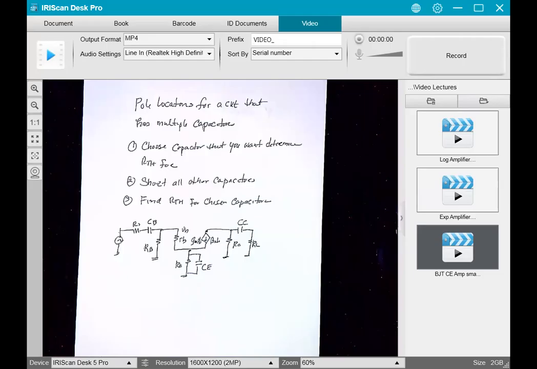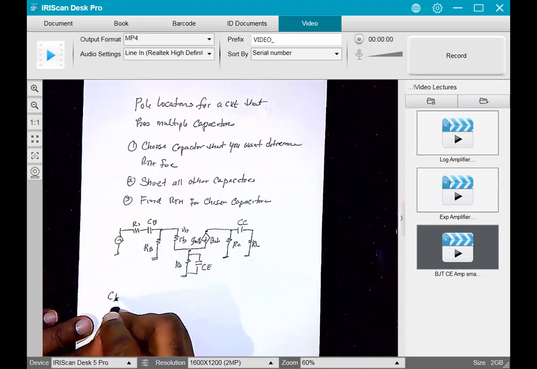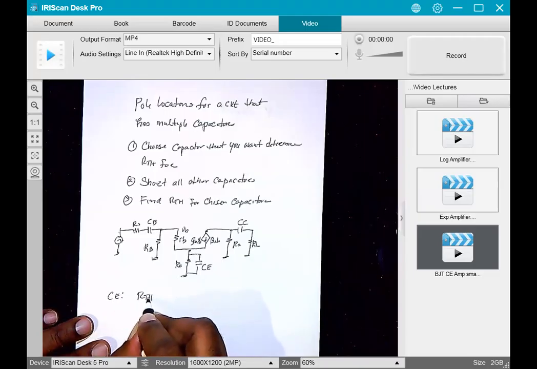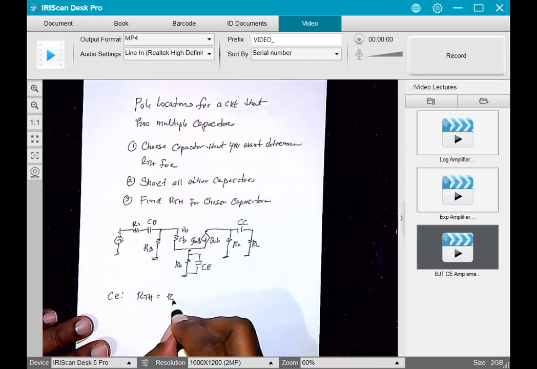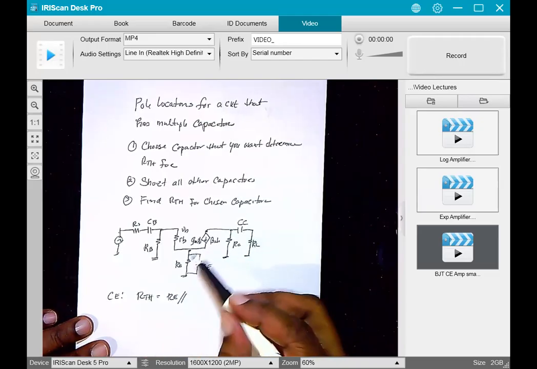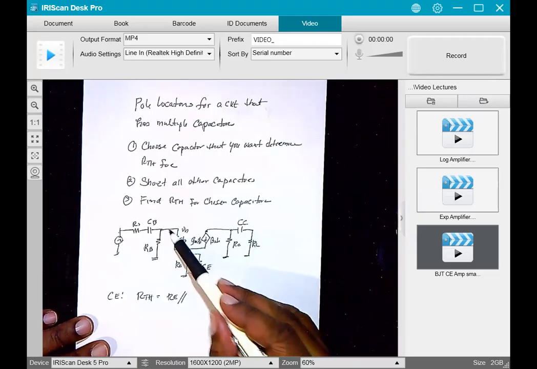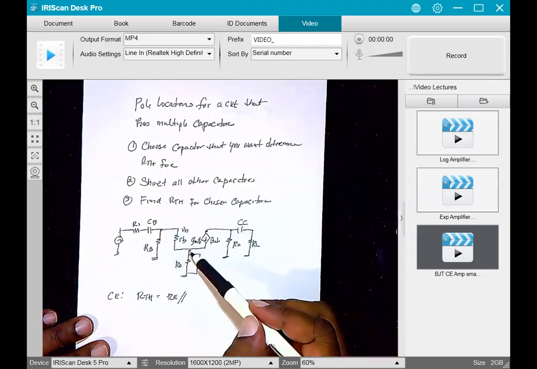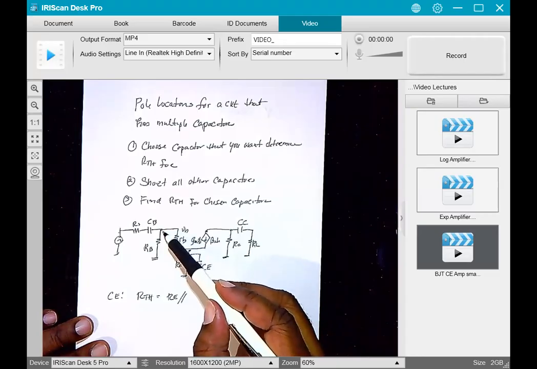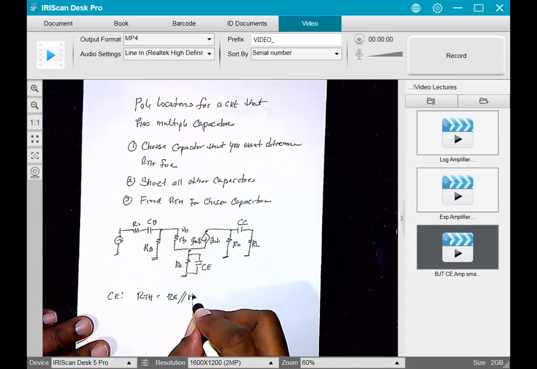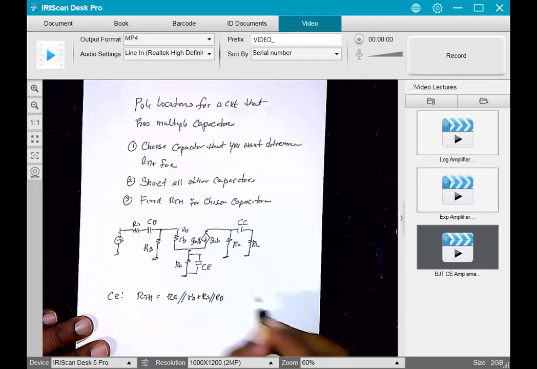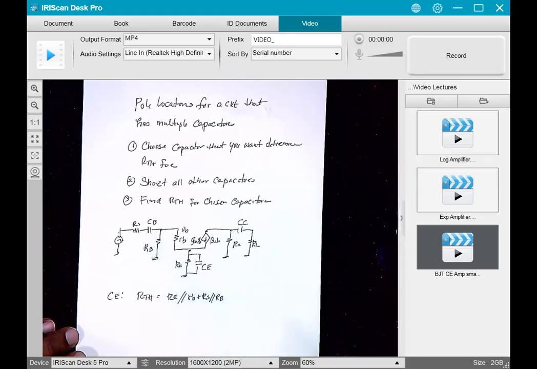Okay. So let's pick one. Let's choose this one. So for CE, R Thevenin, it's going to be this resistance, RE, in parallel with resistance looking into this terminal back to ground. And so it's going to be little RB plus RS in parallel with RB. You would pretend that this was a short.